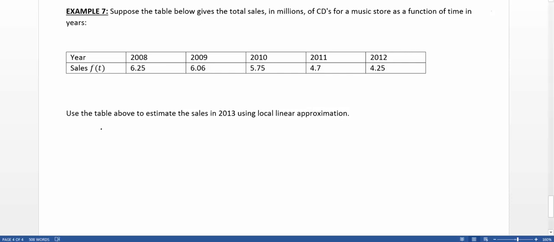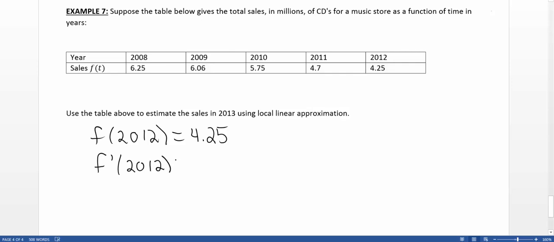We know that f of 2012 equals 4.25. That's the number on this table that's closest to 2013. So we always want to get as close as possible to make our approximation as good as we can. Now, in order to be able to use local linear approximation, we also need the derivative at 2012. Notice that we didn't have the derivative in the setup of the problem here. However, in past sections, we learned how to approximate the derivative using average rates of change.